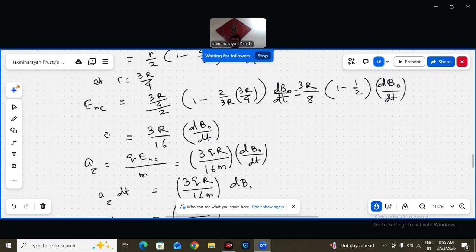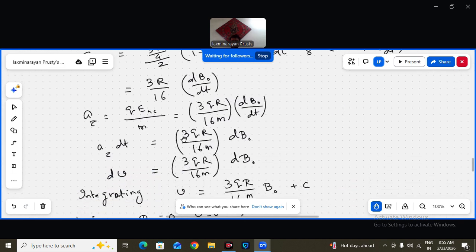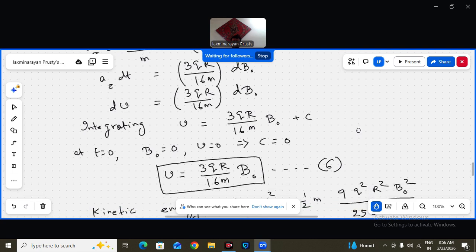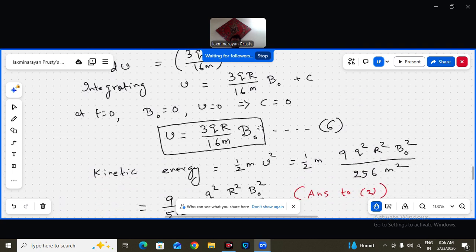What is the torque? It is q by m times E. So just multiply q by m here, and multiply dt to both sides. Then this is nothing but dv. Integrating both sides, v is equal to 3qR by 16m B naught plus c. Initially B naught is 0 and v is 0, so c must be 0. So v is equal to this. This is the velocity when B is equal to any non-zero value B naught.